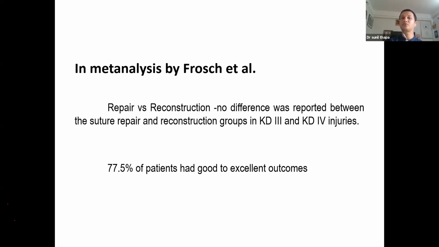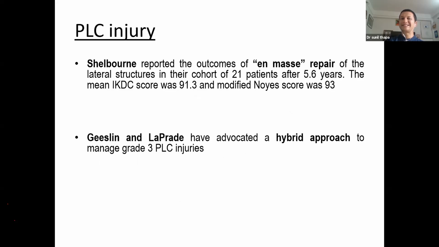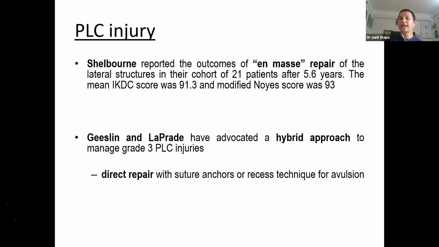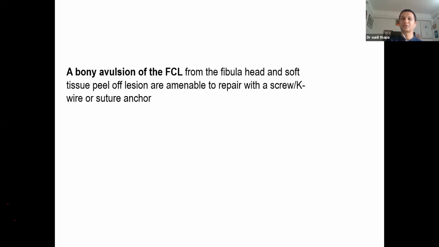So what should we do to address it? For a PLC injury, Sellbourne used to do an in-mesh repair of all those structures and found a good functional outcome after 6-year follow-up. Jesselyn and LaPrade advocated a hybrid approach to manage this grade 3 PLC injury. They do direct repair with suture anchor or recess technique for avulsion injuries, and reconstruction for mid-substance tears or if the structures are stressed.